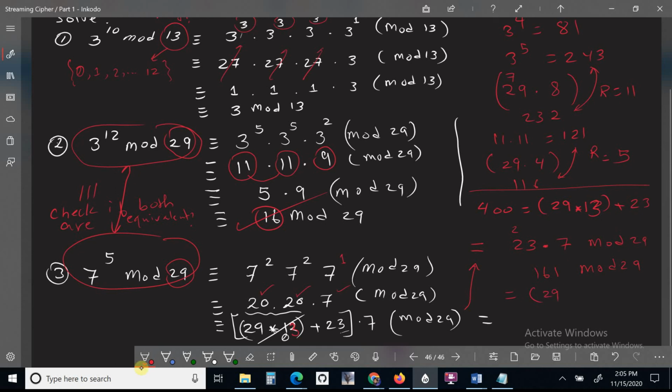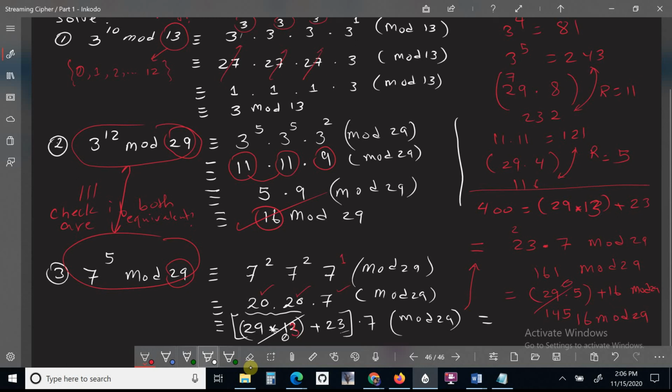So how many 29s do we have here? Is it 3? No, it is 4. It is 5. Okay, so let me just verify if it is 5. So 29 times 5, which is 45. So that's 5 plus 4. That's 145, and the remainder is 16, plus 16 mod 29. So obviously this is going to go to 0, and the answer is going to be 16. So the answer is 16 mod 29.